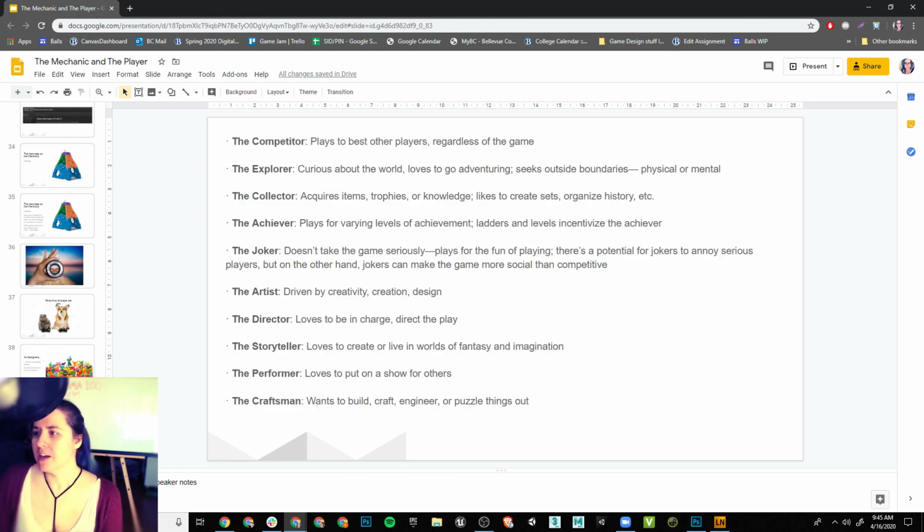Okay. You know, if you're a little unsure about what it means to be either of these players, here's a quick little description of what these types of players tend to gravitate to. Now, this is just something to consider when you're thinking about who you're developing for and who you are as a player. Okay, so that's all we're going to talk about today.